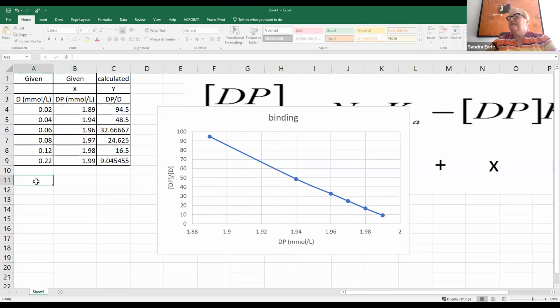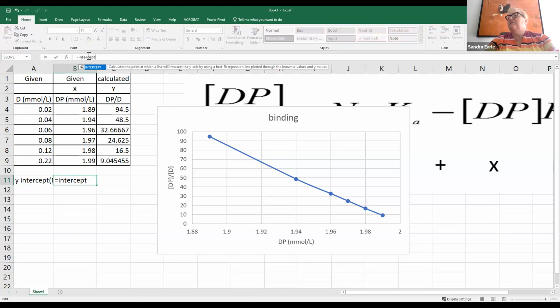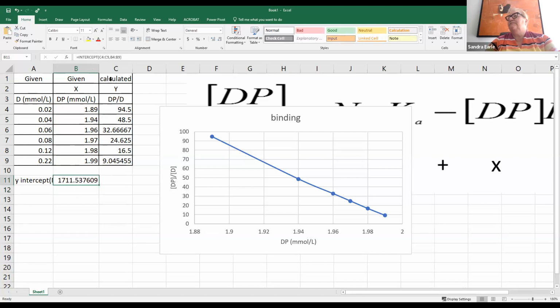Okay, so now what we want to look at is, if you remember, we want to find the y-intercept, which in this case is n times Ka, isn't it? So how do we get the y-intercept of this line? We're going to say intercept, if you remember. You can look that up again if you've forgotten what it is. Intercept. Okay, and then we have to put in our data, don't we? And it says known y's here, so we're going to put in our known y's, which are here. And then comma, our known x's, which are right here. So our y-intercept is, wait a minute, I did that right. Let me check it again. Known y's and our known x's.